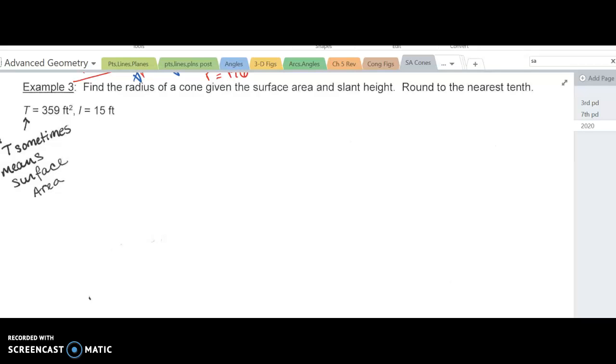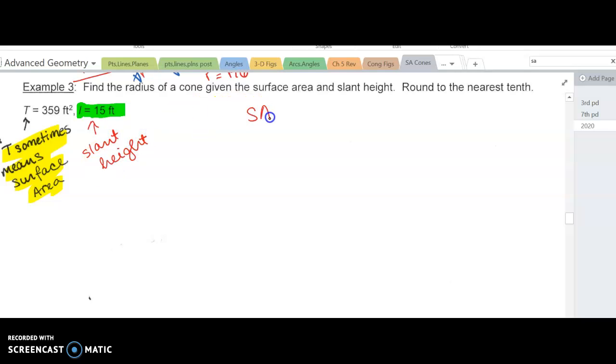Okay, so in this example, find the radius of a cone given the surface area and the slant height. Round to the nearest tenth. So T, by the way, sometimes is used in your book as meaning total surface area. And L, we already know that's supposed to be an L right there, means slant height.